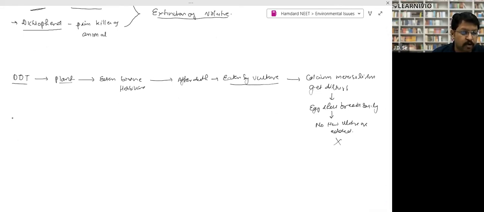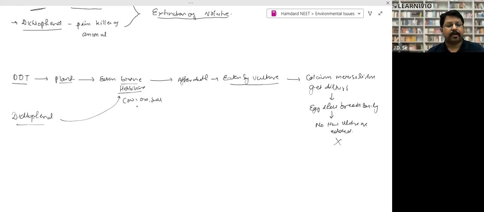Again, diclofenac was a painkiller, right? Diclofenac was given to the herbivores or bovines, right? These animals, cow, ox, bull, and all that, buffalo. Then it reaches the bovine. Diclofenac remains in the body of the bovine. Then after their death, it is eaten by vultures, and again it disturbs the calcium metabolism. That's how the population of the vulture decreased.